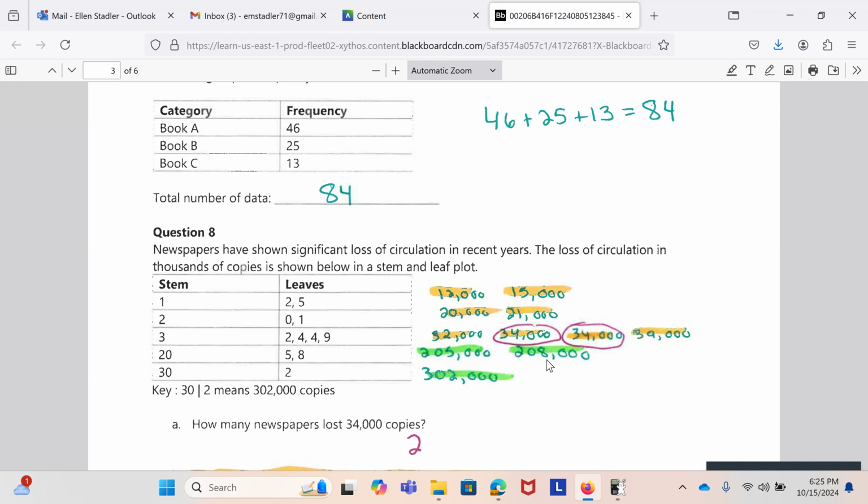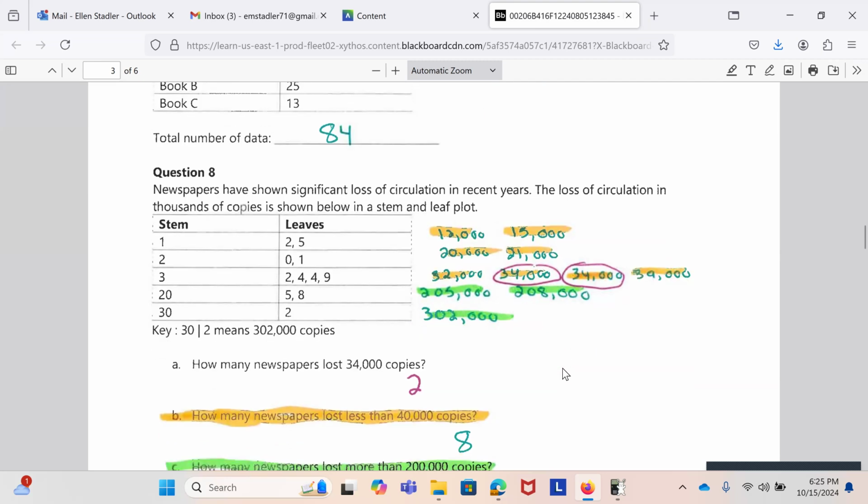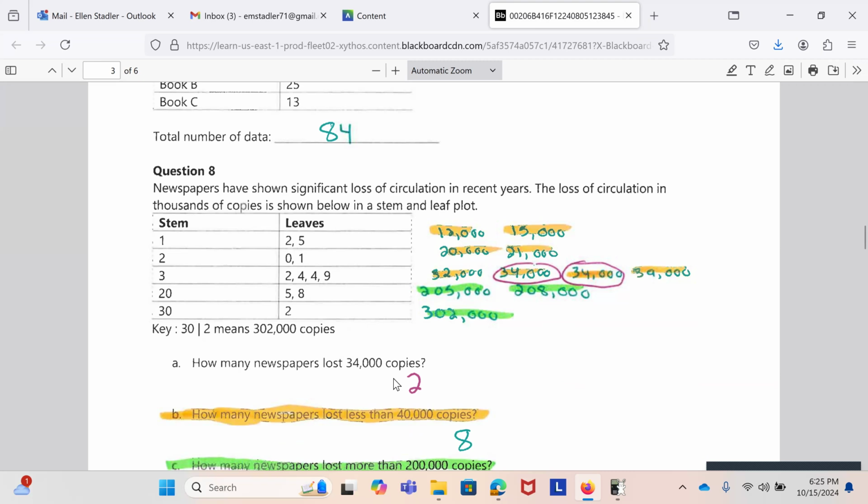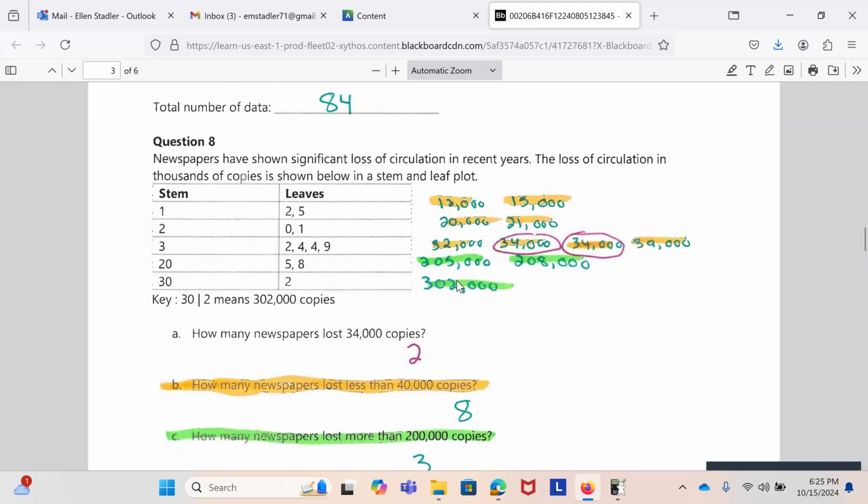Once I have the data written out, I think the questions are easier to answer. So there are questions on writing those numbers out from the stem and leaf plot. Then they ask you some questions. They ask, how many newspapers lost 34,000? Well, we circled the 2 34,000s. There were 2 of them. How many lost less than 40,000 copies? Those are all the ones highlighted in yellow because those numbers are all less than 40,000. How many lost more than 200,000? That's the ones in green because those are the numbers that were bigger than 200,000.